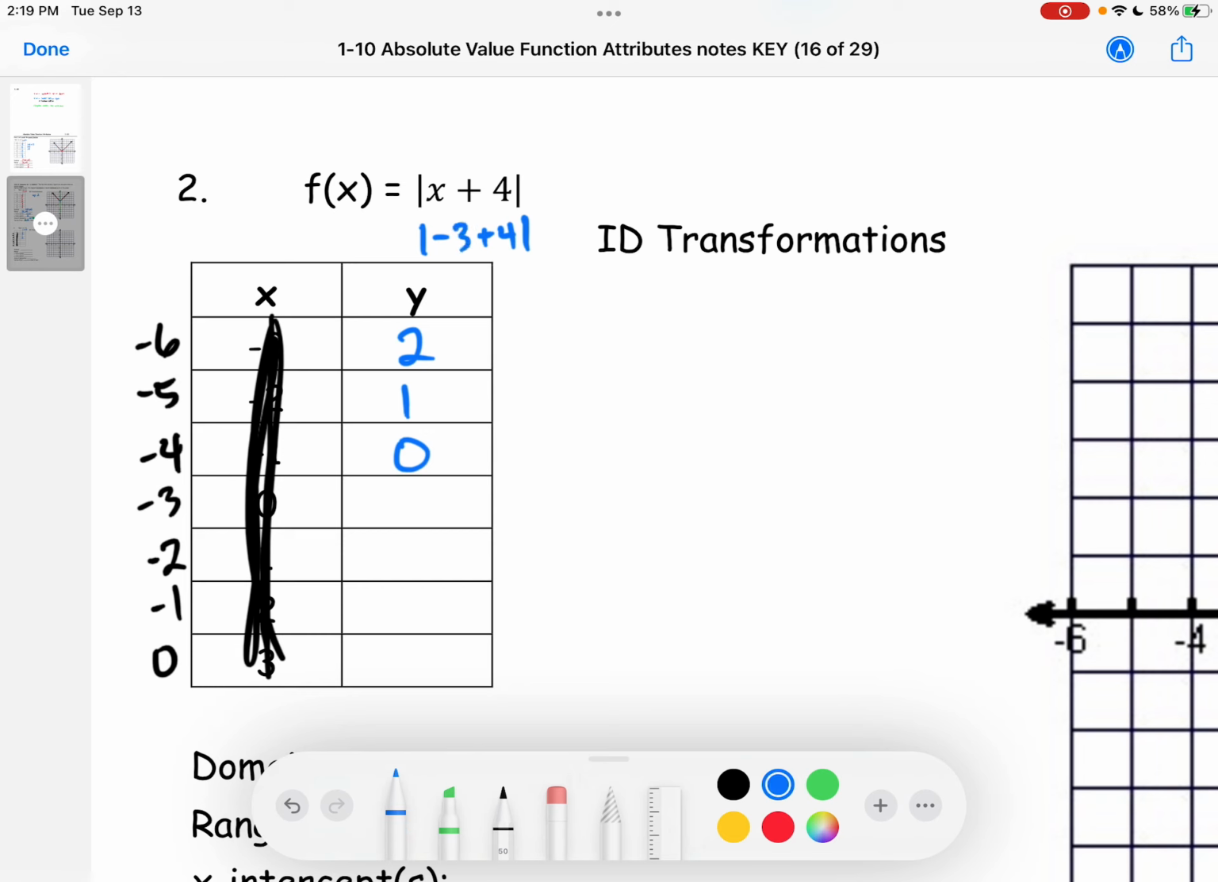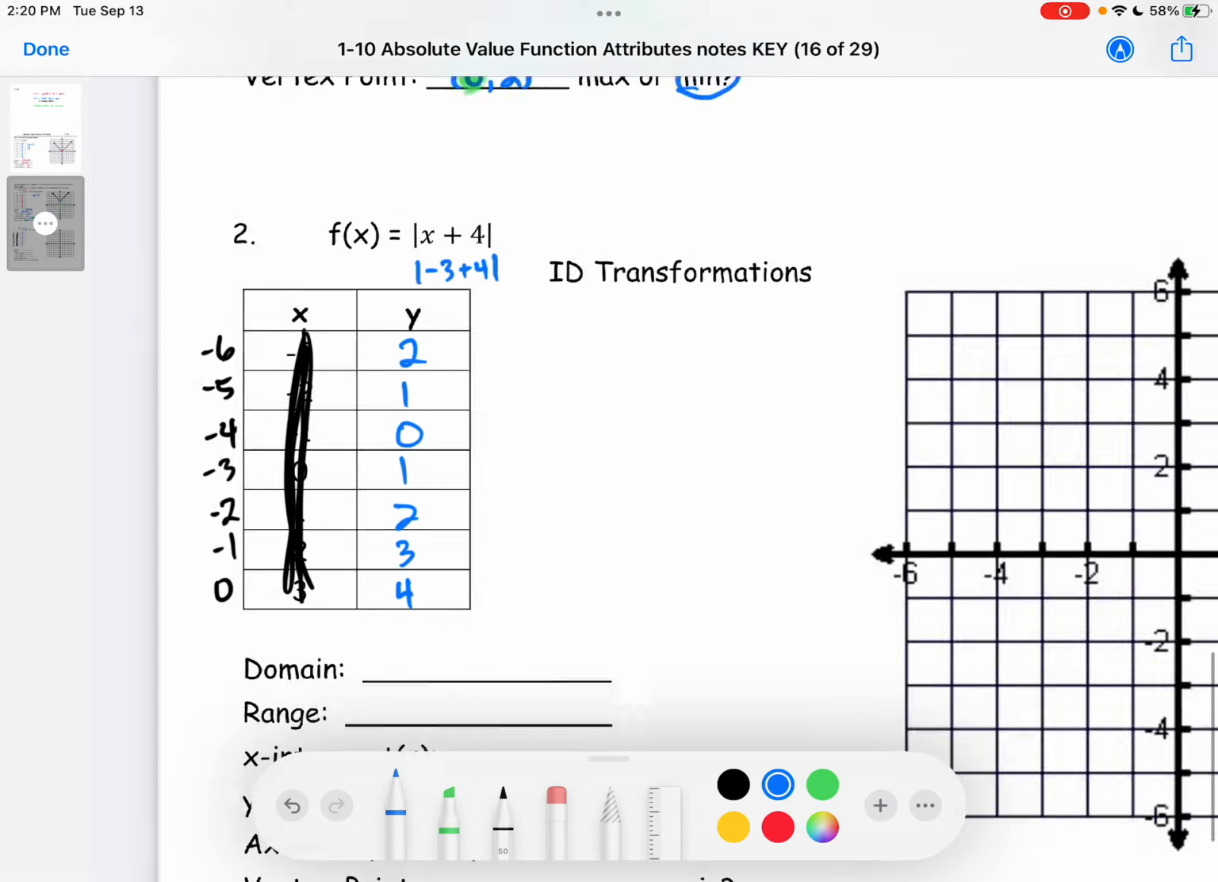Up next, we've got -3. -3 plus 4 is 1. The absolute value is 1. -2 plus 4 is 2. Absolute value of 2. -1, you're going to see the pattern going right here, right? Let's go ahead and plot these points.